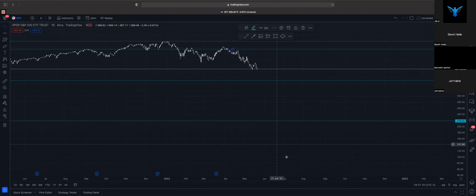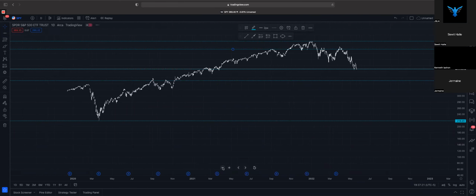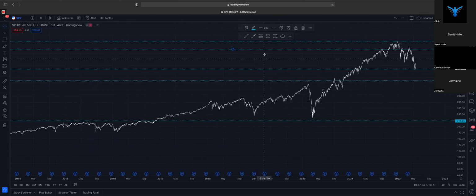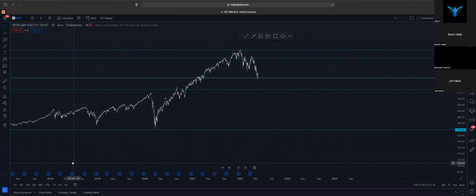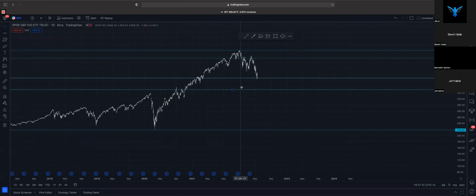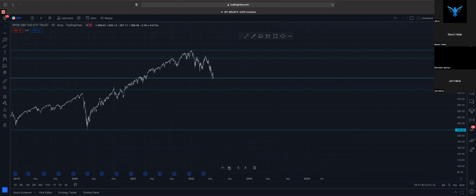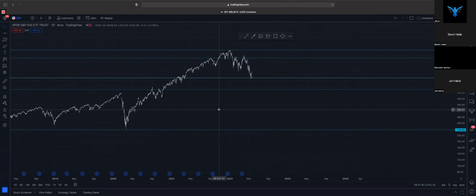So let's go to the daily time frame. How many people are actually comfortable with support and resistance? Are you comfortable with it, or are you still trying to figure that out? All right. Support and resistance is pretty easy, guys, but I still have to go over it a little bit.